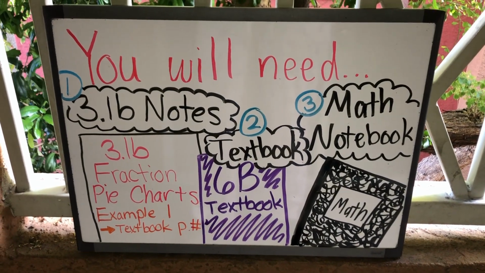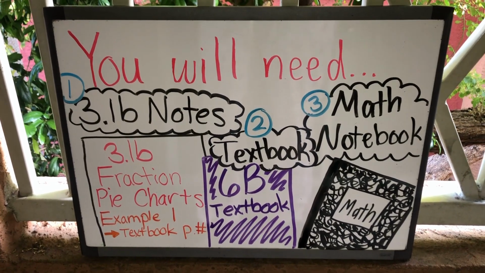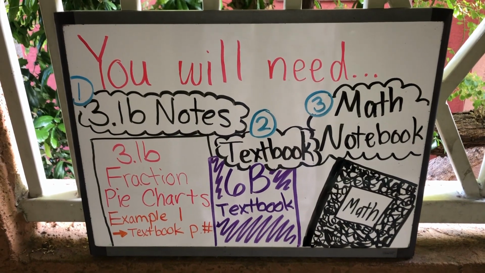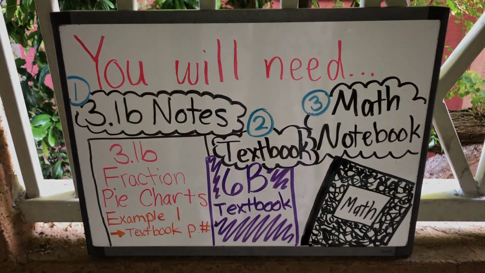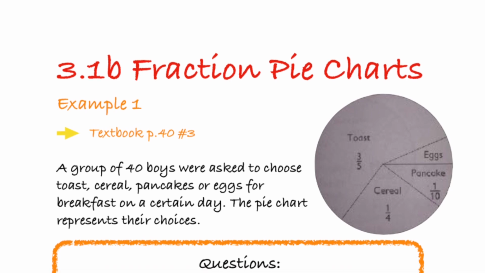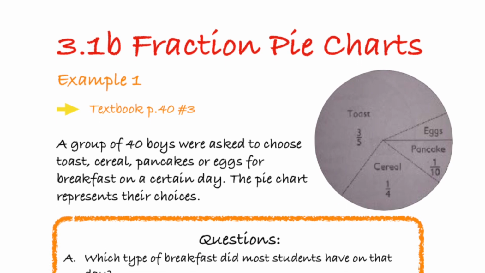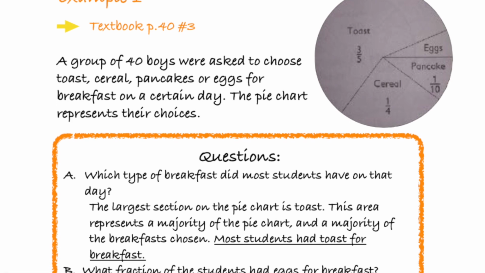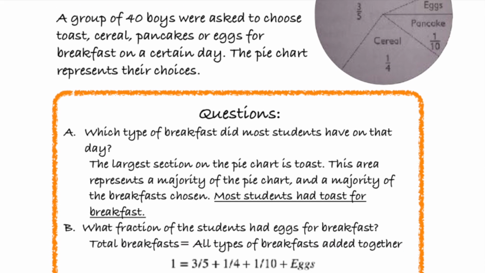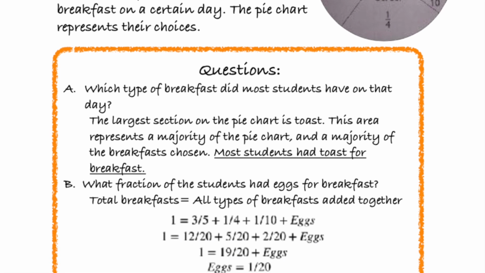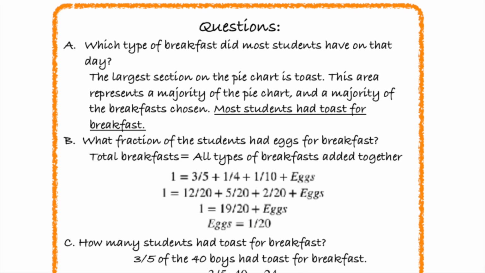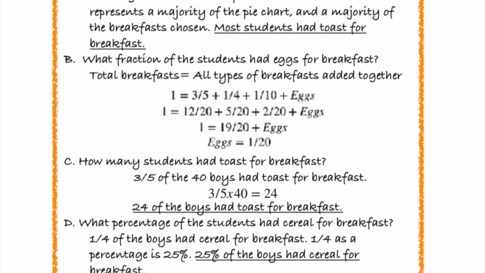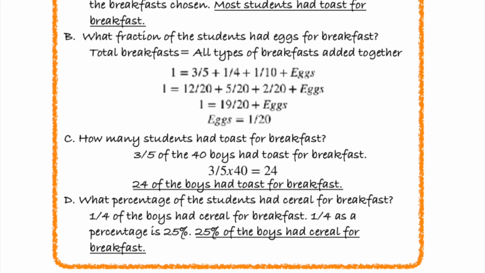For this lesson, you will need your 3.1b notes, your 6b textbook, and your math notebook. You should have out your notes for 3.1b, Fraction Pie Charts. Follow along in your notes as you watch the video. Remember, if you need more time, you can always pause the video to work out the problems. Digital notes are available in your Google Classroom, and you should have a printout of the physical notes as well.